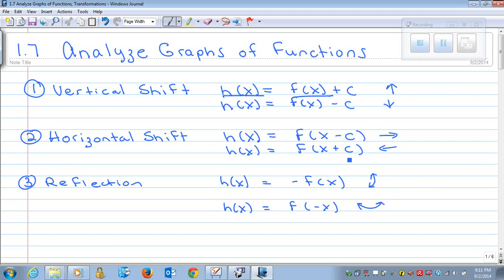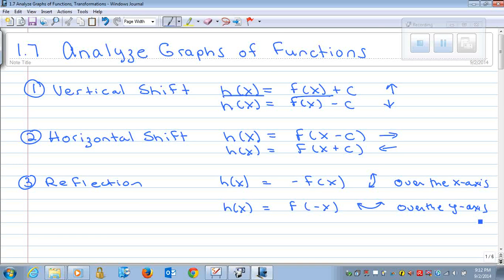All right, then we have reflections. Reflections are going to be represented by the negative sign. If you have a negative sign on the outside of your function, that would happen vertically. That's not with x, so that's going to happen up and down. If it's up and down, then you're reflecting over the x-axis. And if it's happening with x, then it's going to be horizontal, and you would reflect over the y-axis.